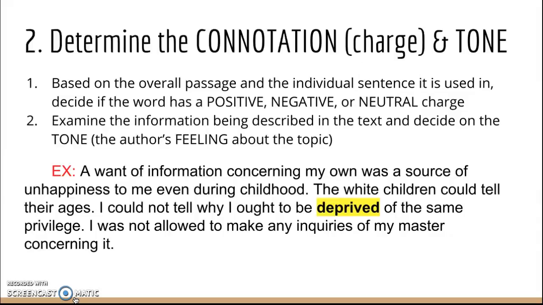In terms of the tone, we do the same thing. We look around at the situation, okay? So it's a kid who is being treated differently, unfairly. We look at the words that are in there. Again, words like unhappiness, not allowed, things like that. And that's going to help us arrive at the writer's attitude, which here sounds very sad, perhaps frustrated, maybe even a little bit angry. Now when we select our replacement word, we can make sure it has that same tone and that same connotation.